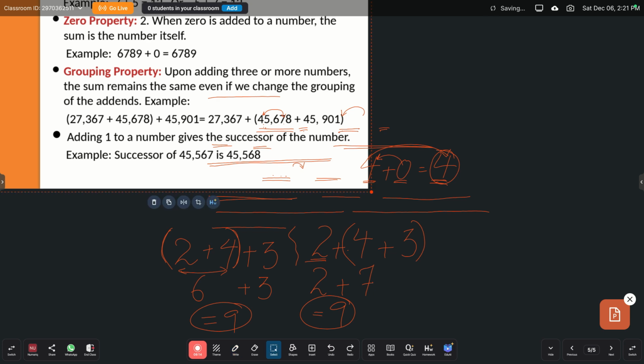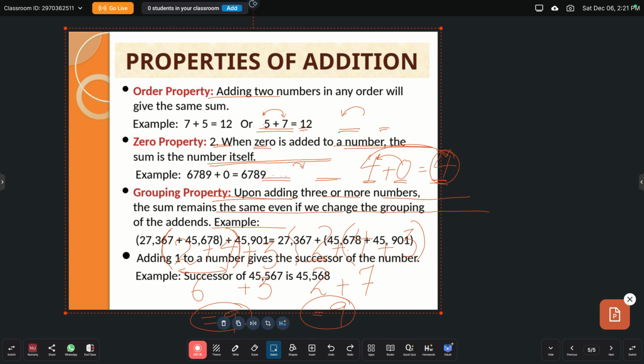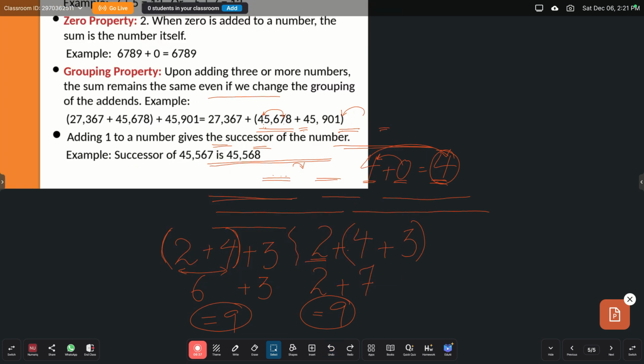So we learned that upon adding 3 or more numbers, the sum remains the same even if we change the grouping of the addends. It means that you can group numbers in any possible way. There will be no change in the sum. Is it clear, beta? Okay.